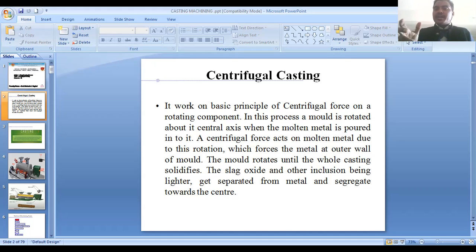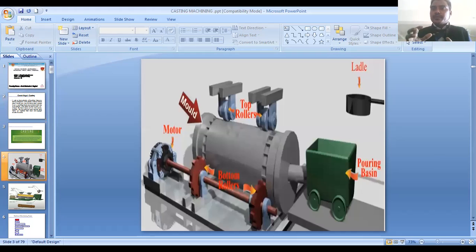The slag, oxide, and other inclusions, being lighter, get separated from the metal and segregate toward the center. So, my dear students, this is a simple definition of centrifugal casting. In the next slide, I will explain the practical meaning of centrifugal casting with the help of a diagram, and how the slag, oxide, and other inclusions, being lighter, are separated from the molten metal.